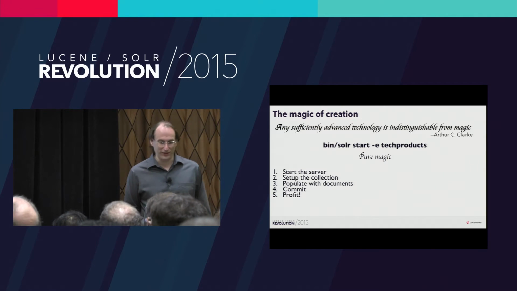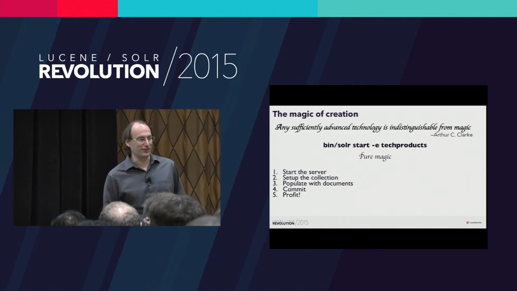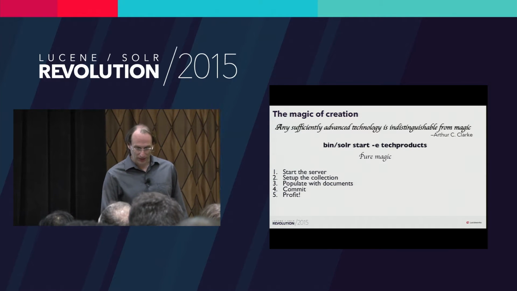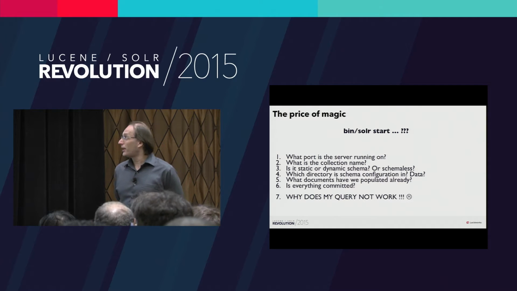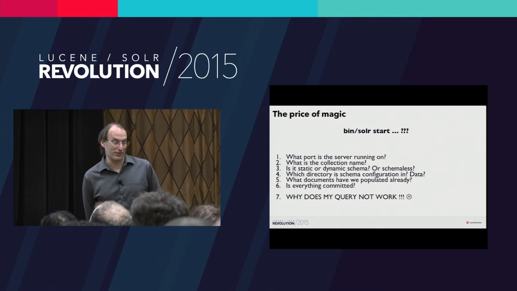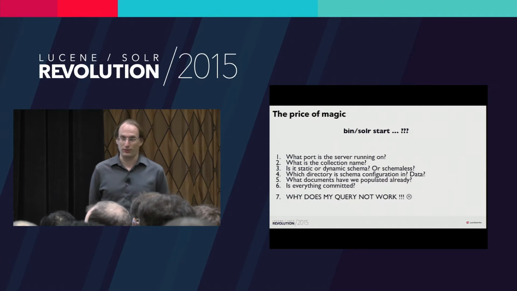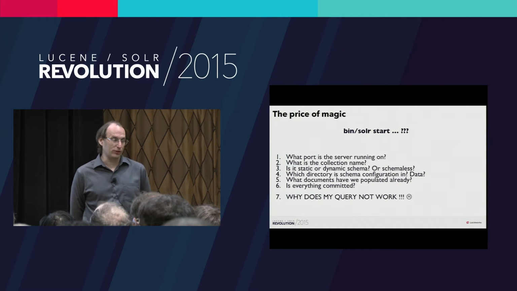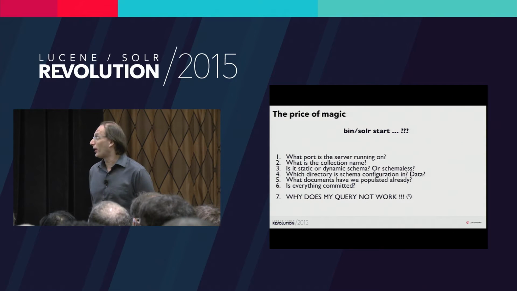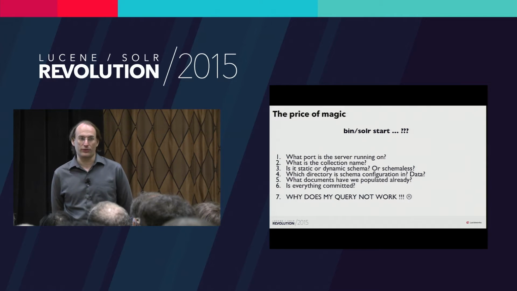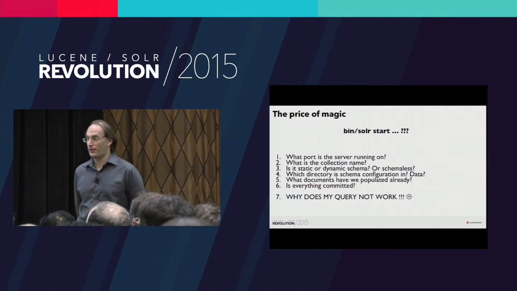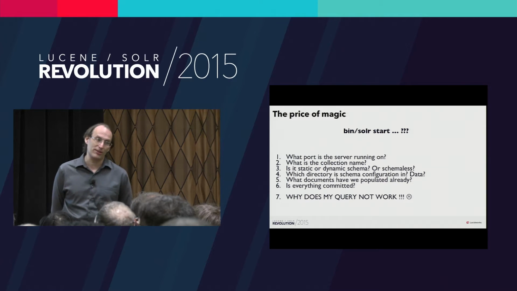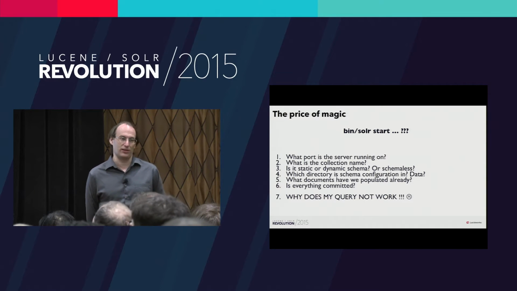With so many of you here, I don't dare to give a standard use case. I know there are so many. However, the magic has its price too, right? Imagine it's somebody else or some other script that ran the command and you don't actually know what the command is. Suddenly you have a lot of questions. What port is the server running on? What's the collection name? Is this collection using a static or dynamic schema? If it's using dynamic schema, it's actually schemaless.